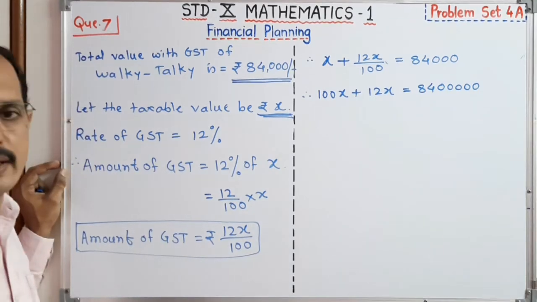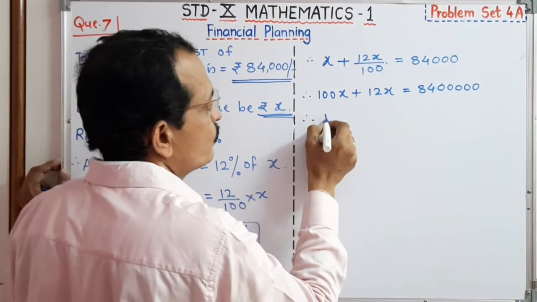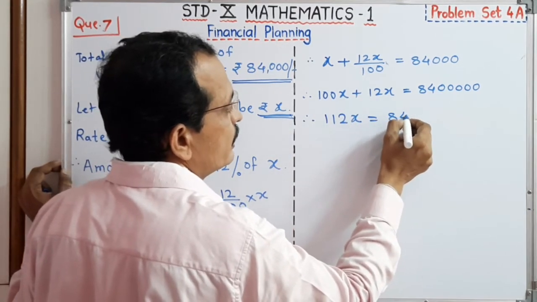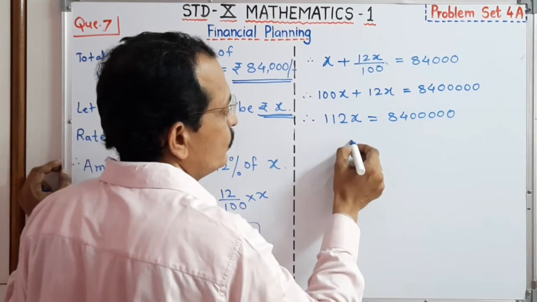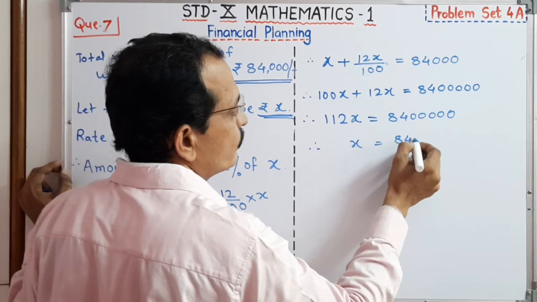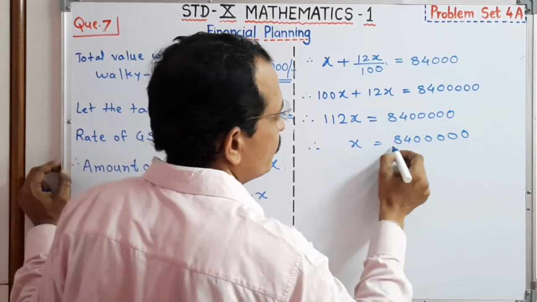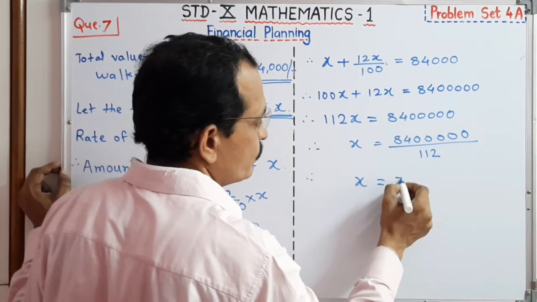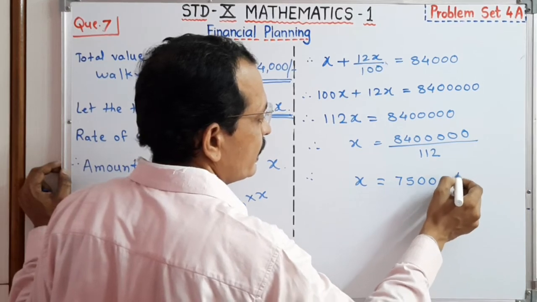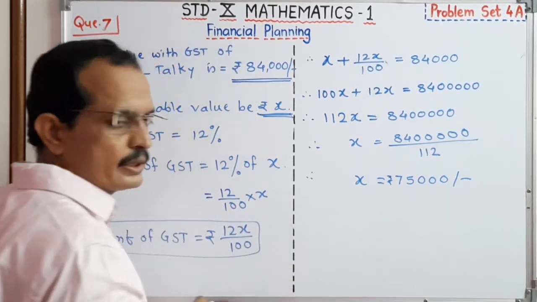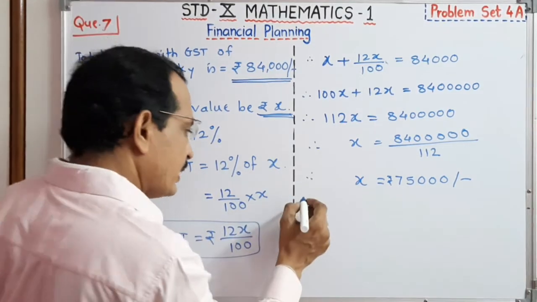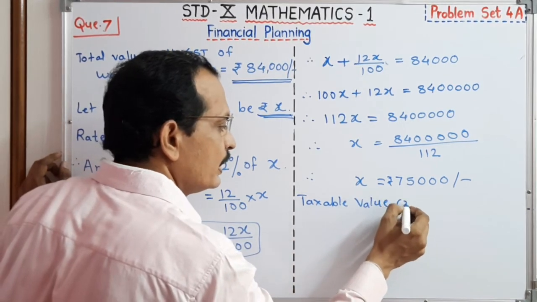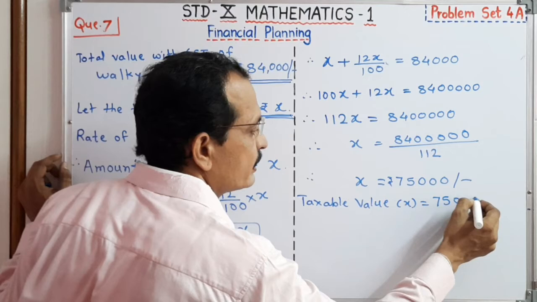It is equal to 84 lakhs, since multiplying by 100 means we add two zeros. Now see here, this is 112x. We have to make the addition of this. It is 84 lakh. Therefore x is equal to 84 lakh divided by 112. And dear student, if we simplify this, we get 75,000. Therefore the value of x is 75,000. That means the taxable value x is equal to 75,000.